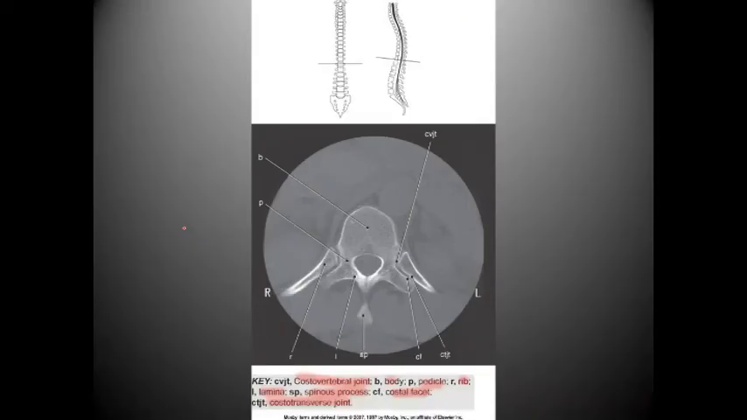What it actually looks like in CT is always different than what it looks like in a drawing. You can make a drawing look however you want it to, but CT is vastly different. So we see that we have the body, this area. We have the pedicle, the lamina, the transverse process, spinous process, and we have the costovertebral joint and the costotransverse joint. Very important to keep these in mind because you will be seeing these later.